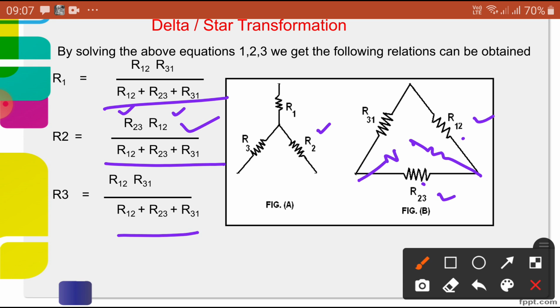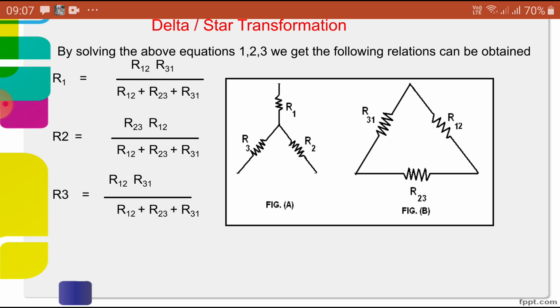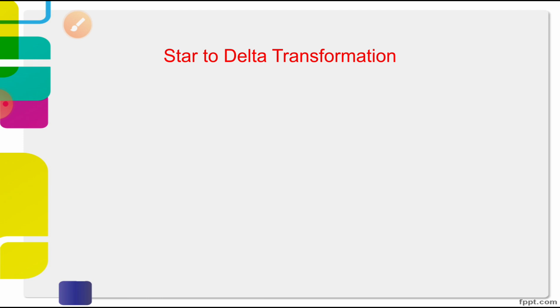Suppose I want this value. So this into this divided by total value. This is the same thing, you can observe it. Okay, so this is a simple delta given values to star conversion. So by using the above formula, the network can be transformed into an equivalent star network with exactly equal values. Now let us do one simple conversion, star to delta.